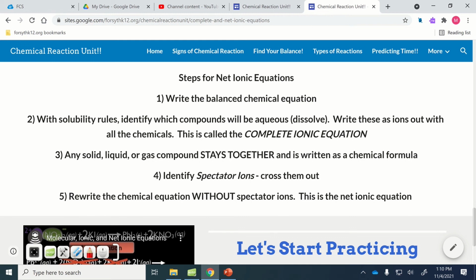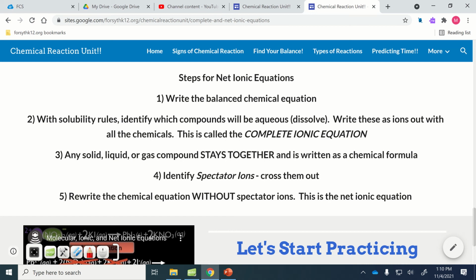Again, any solid, liquid, or gas compound will stay together and is written as a regular chemical formula. So if it's carbon dioxide gas, we wouldn't write this as C4 plus and 2O2 minus. It would just be CO2 gas. We will identify the spectator ions, so the things that are the same on both sides of the equation. We identify them, and then we cross those out and rewrite the chemical equation without the spectator ions. That is the net ionic equation. All right? So again, I'm going to show you in a minute how to go through it, and then it's another thing of practice, practice, practice with it.